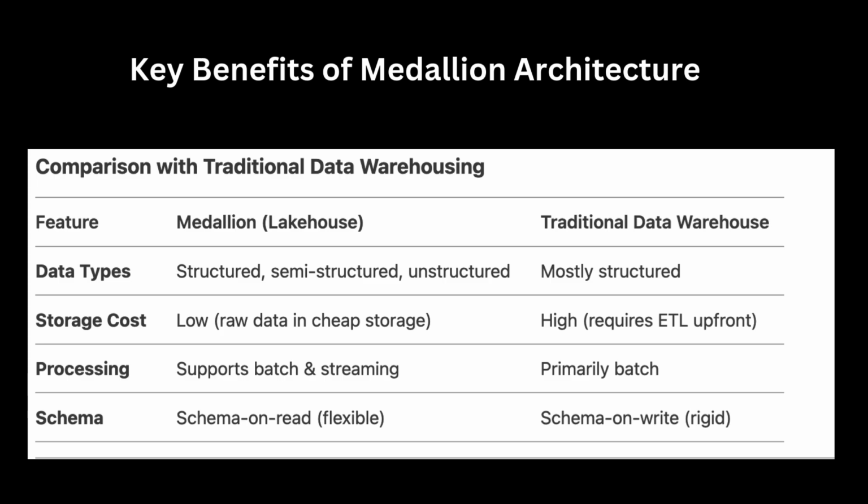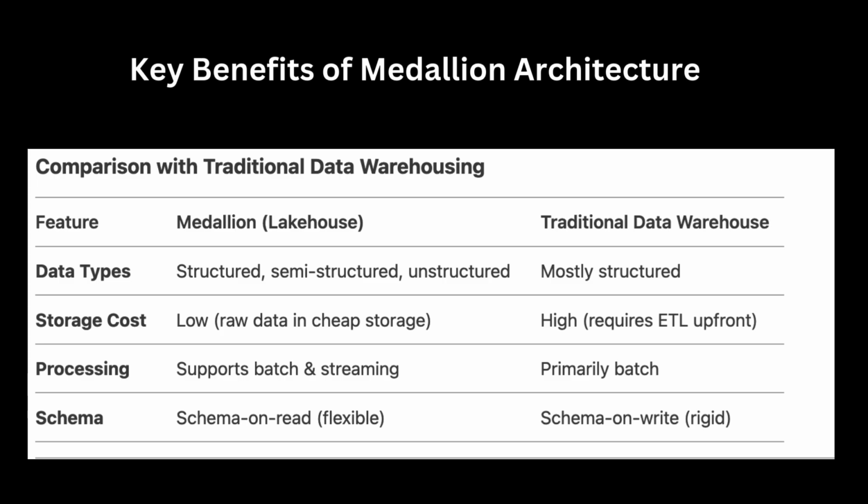Key benefits of Medallion architecture. 1. Scalability, handles large volumes of structured and unstructured data. 2. Data quality improvement, each layer enforces better data integrity. 3. Flexibility, supports both batch and real-time processing. 4. Cost efficiency, stores raw data cheaply in bronze layer while optimizing high-value data in gold layer. Mentioned are the comparison with traditional data warehousing.